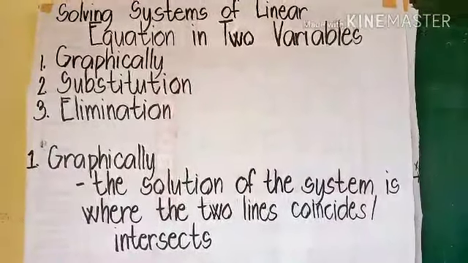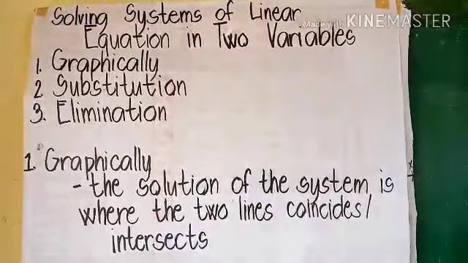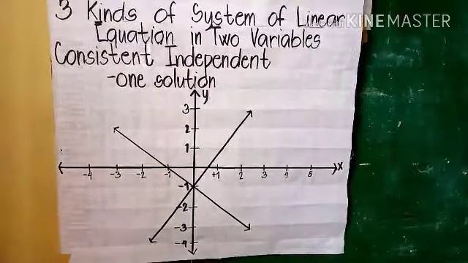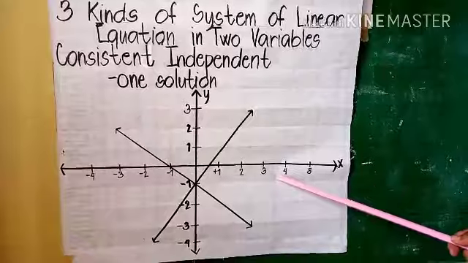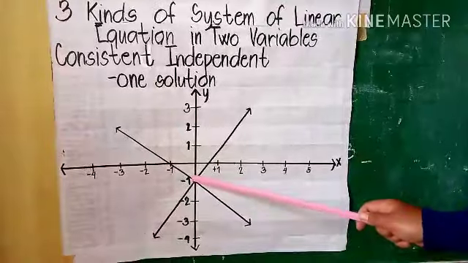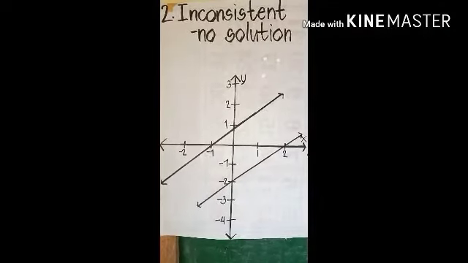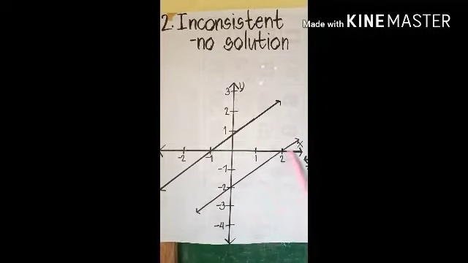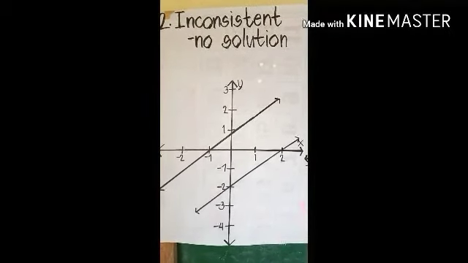And we also have three kinds of systems of linear equations in two variables. The first one is consistent independent, which has only one solution, since the graph would look like this. As you can see, it will only intersect at one point, so the solution is this one. The second one is inconsistent. When we say inconsistent, it has no solution, since the graph would look like this. As you can see, they are parallel lines. They will never meet in the graph.